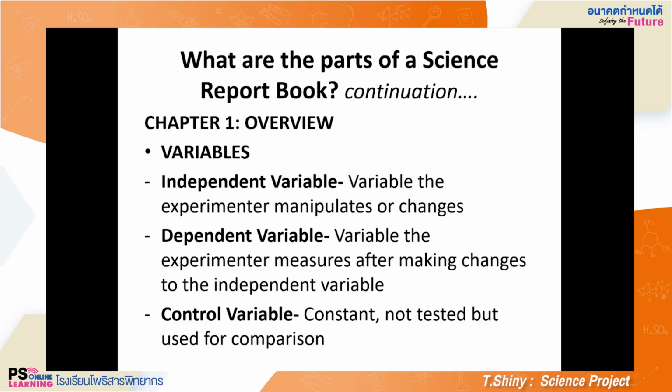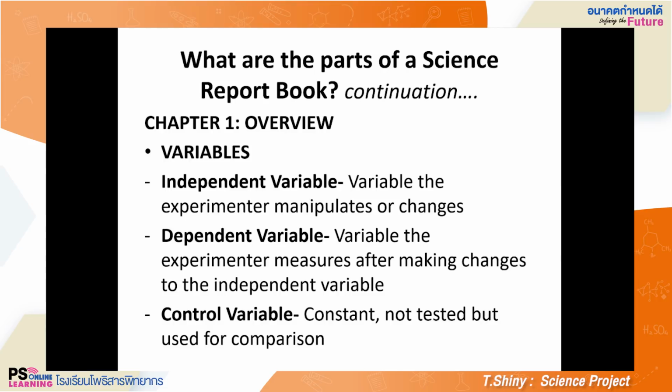Take a look at the dependent variable. It should be measurable. When you say measurable, it indicates using numbers. The third type of variable is the control variable, or the constant, or it is not tested but used for comparison. So the control variable is constant. It doesn't change. What is it in your experiment that you do not change?